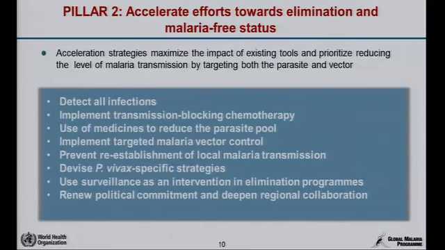The second pillar, accelerating efforts towards elimination and the malaria-free status. And this talks to maximizing the impact of existing tools. The aim being also to reduce the level of transmission by targeting both the parasite and the vector.